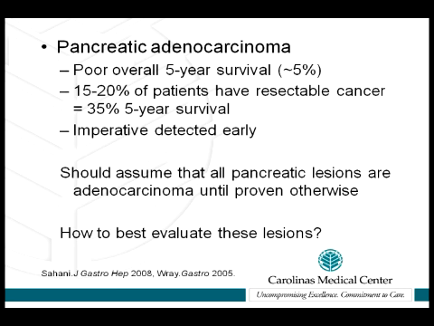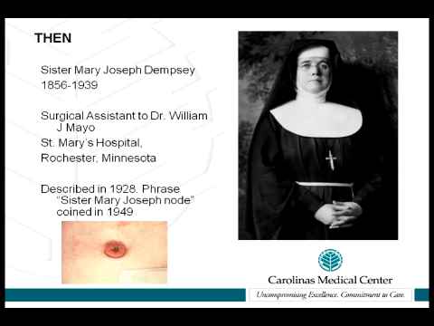So when we see someone who has a known, visualized, or suspected pancreatic mass, we should assume that all these lesions are adenocarcinoma until proven otherwise. So how do we best evaluate these lesions when they're seen? And it really comes down to a story of then and now.